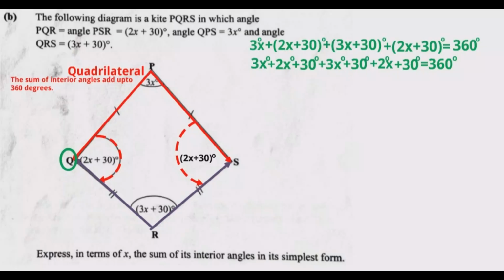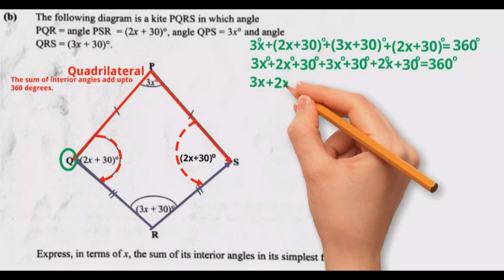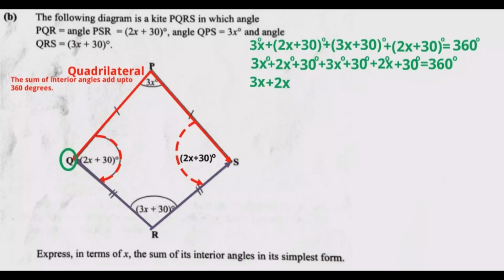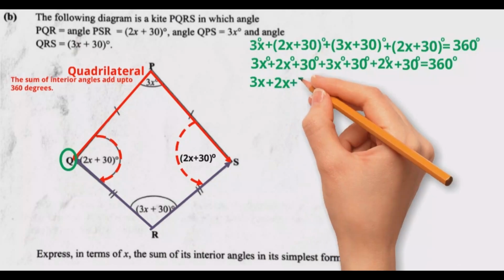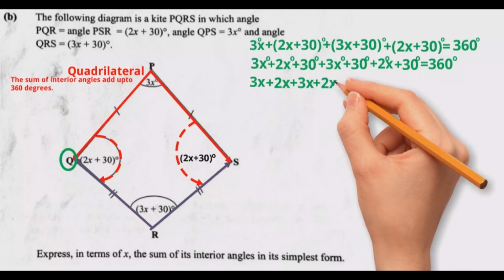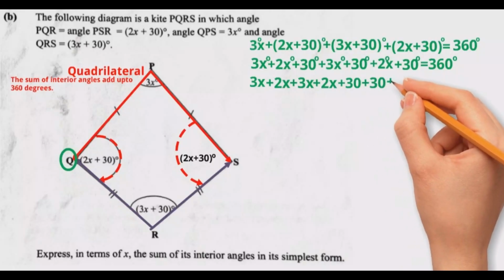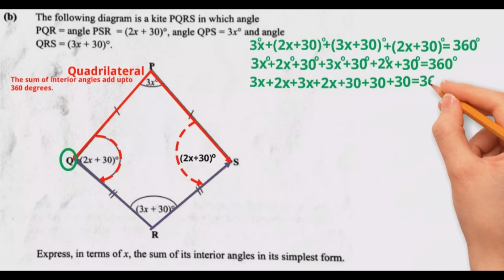Then once we've done that, the next thing we're going to do is we're going to put like terms together. So that means we're going to have something like this: 3x degrees plus 2x degrees. We'll skip 30 degrees and pick 3x degrees, we write it here, and we also skip 30 degrees and we pick 2x degrees and we write it like that. Okay, once we have written the like terms, those terms that have x in them, we start with those that do not have. So the first one is 30 degrees. We say plus 30 degrees, then plus 30 degrees plus 30 degrees, which is equal to 360 degrees.